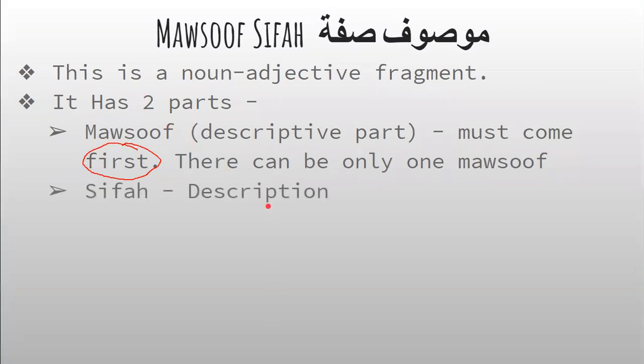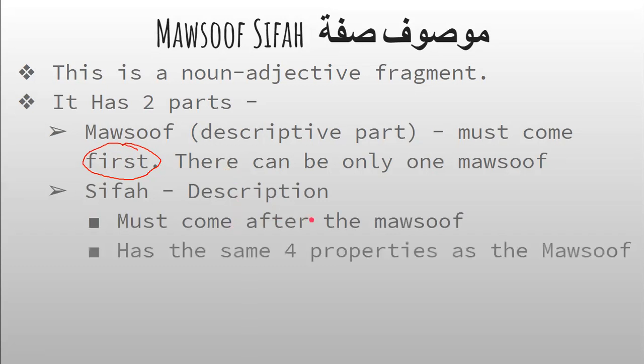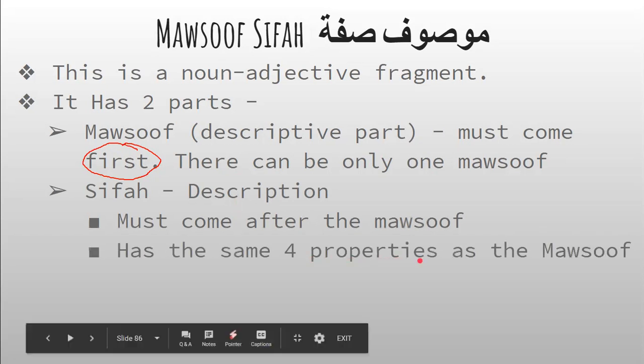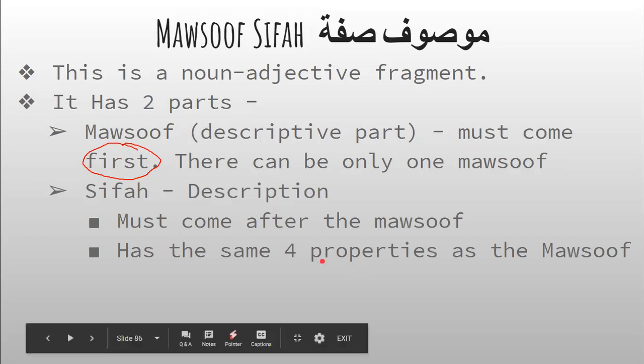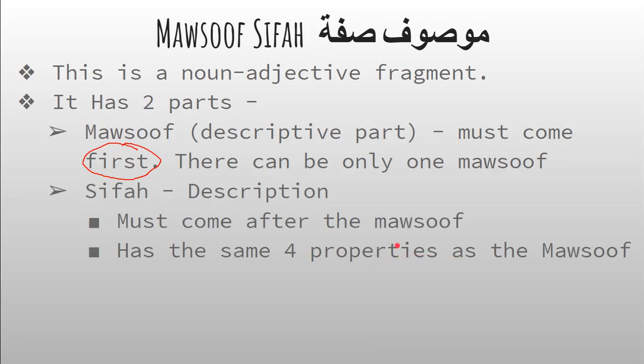Sifa is the description or the adjective of the Mawsuf, and the Sifa must come after the Mawsuf. And the Sifa has to match all four properties of the Mawsuf. So if you want to tell something in Quran, if you find two words close to each other and there are four of their properties, okay? Ism has four properties, right? So if all those four properties match in two words, then the second one is the Sifa of the first word. The second one is the description of the first word.